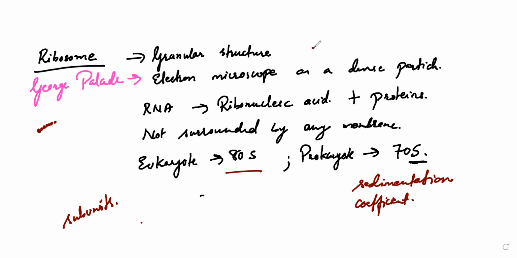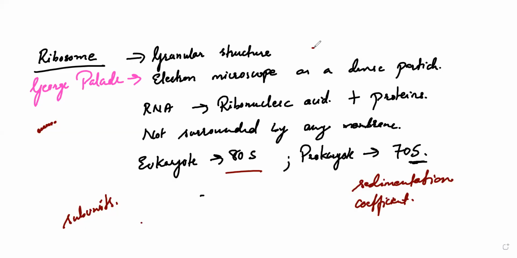So as I was telling, 80S and 70S are the two types of ribosomes which are present. The 80S will be divided into 60S and 40S, whereas the 70S will be divided into 50S and 30S. Okay, so S means nothing but the sedimentation coefficient.